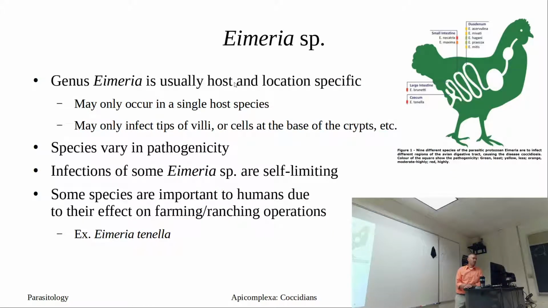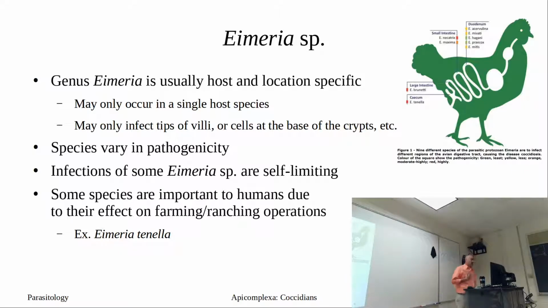All right, so Eimeria is usually host and location specific. One species of Eimeria typically infects one species of host, and they are very specific about where they infect. Here's a chicken diagram to show you where each of these different Eimeria species infect. Eimeria hagani is in the duodenum. Eimeria necatrix is in the small intestine, large intestine. Eimeria burnetti. We're going to talk about Eimeria tenella because that infects our cecum.